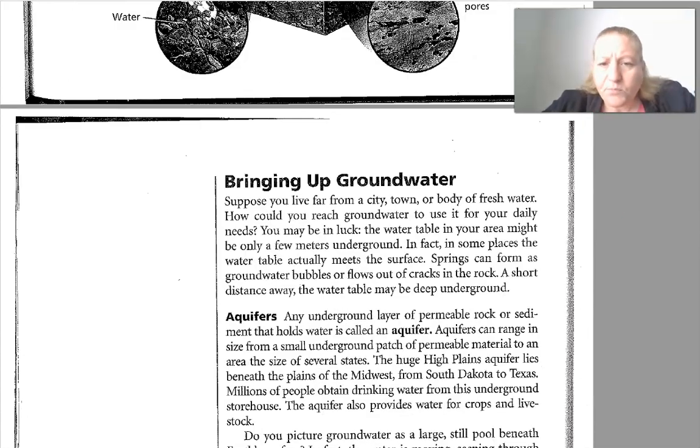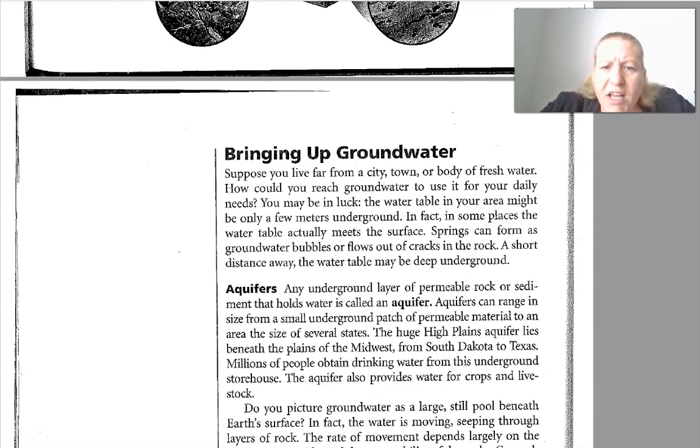Let's go on. Bringing up groundwater. Suppose you live far from a city, town, or body of fresh water. How could you reach groundwater to use for your daily needs? You may be in luck. The water table in your area might only be a few meters underground. In fact, in some places the water table actually meets the surface. Springs can form as groundwater bubbles or flows out of the cracks of the rock. A short distance away, the water table may be deep underground.